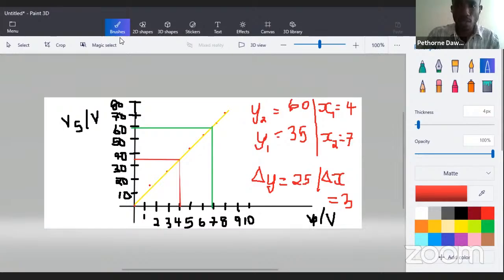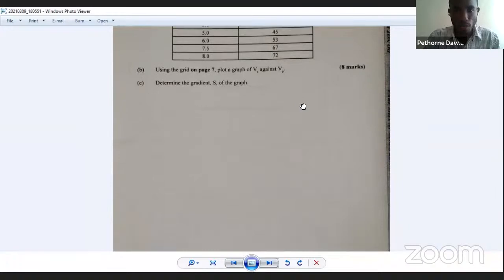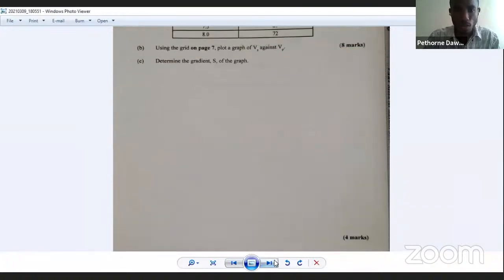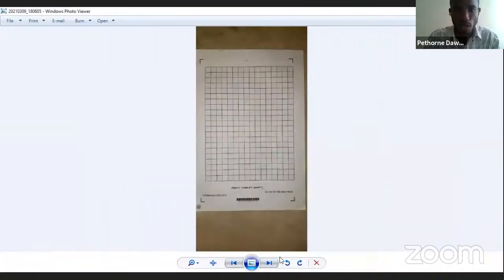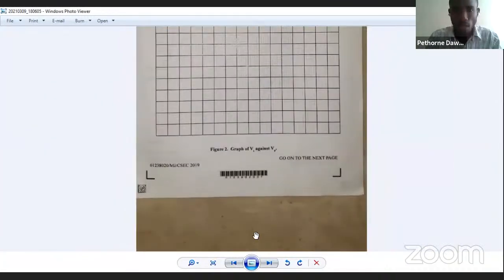We have captured that, and we see where we can get the gradient from. To determine the gradient, we just did it. It was about 8.3 or thereabout. That will give you about 4 marks based on what we did. That would be the graph that you'd have to plot.